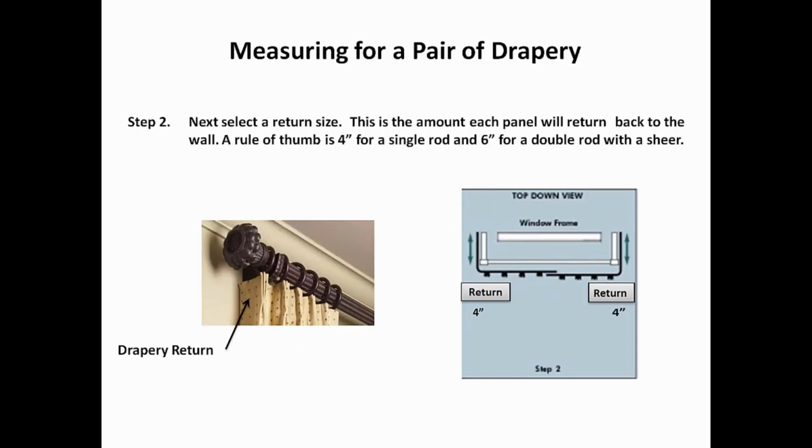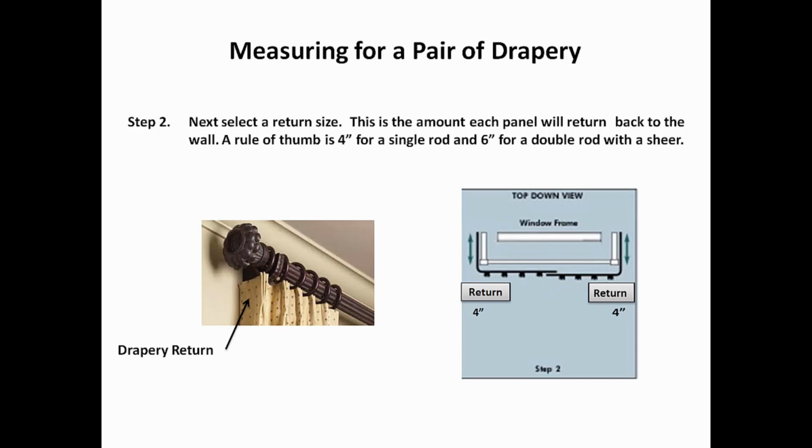So next, in step 2, what we want to do is select a return size. This is the amount each panel will return back to the wall. Here again, a rule of thumb is 4 inches for a single rod and 6 inches for a double rod with a shear, although consult your hardware, because depending on what line of hardware you do, it might say it's 4.5 or whatever, but a rule of thumb, it's 4 inches for a single rod.